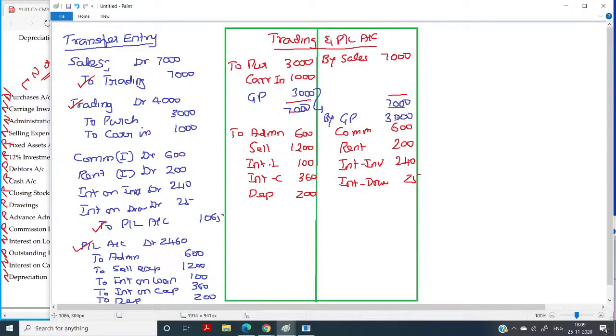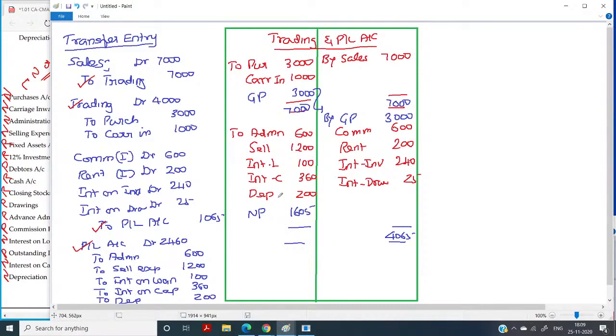By tallying the P&L account, you will get the net profit. What is the net profit here? You sum the credit side total first: 3,000 plus 600 plus 200 plus 240 plus 25. The value being 4,065. From that, I am going to subtract the debit side total, 2,460. The value being 1,605.